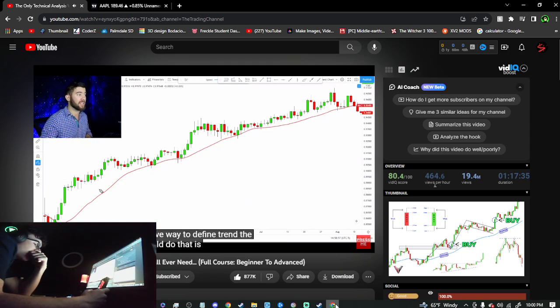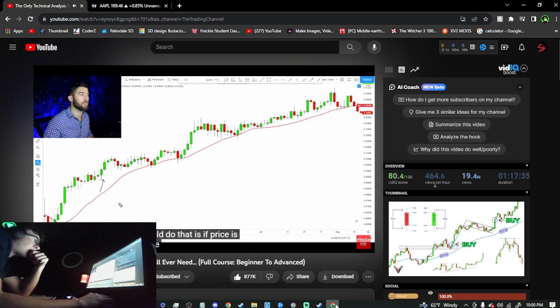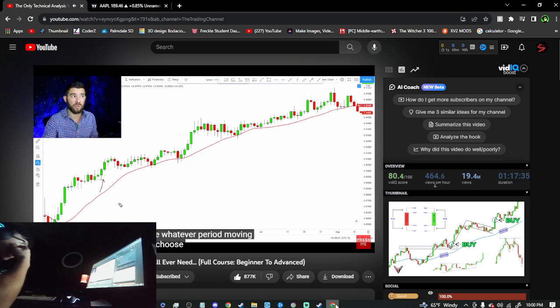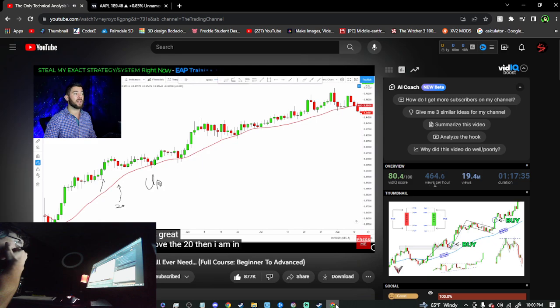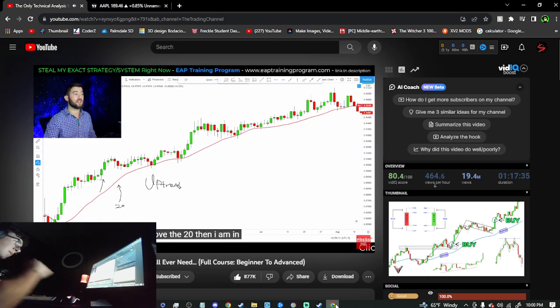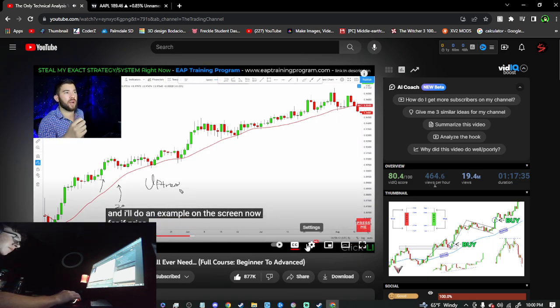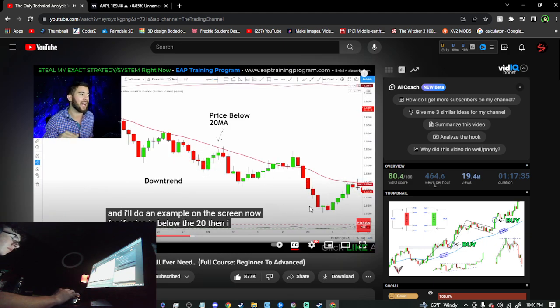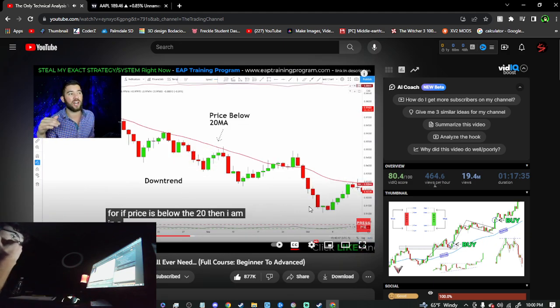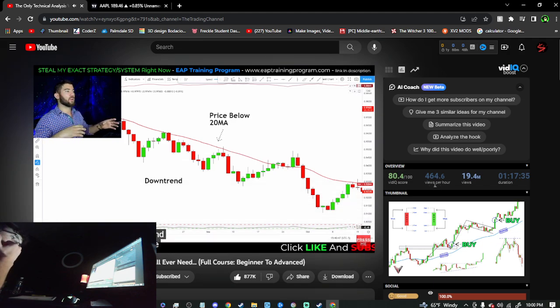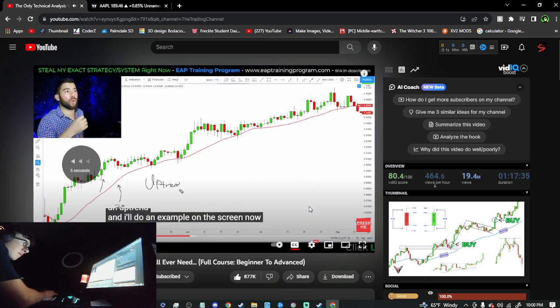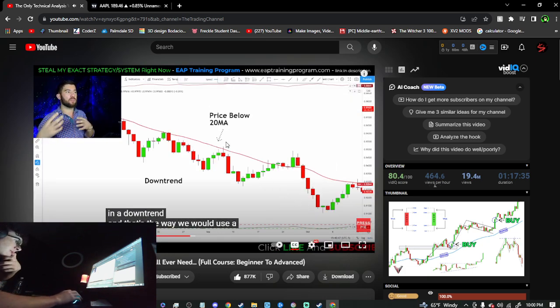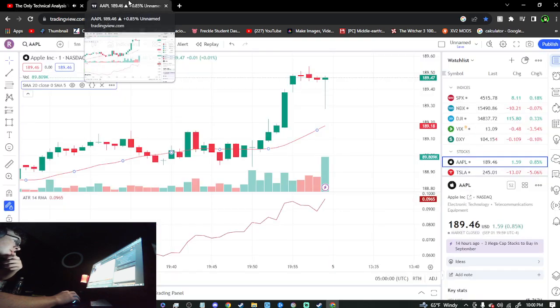The way you would do that is if price is trading above whatever period moving average you choose. For short-term trends, the 20 works great. If price is above the 20, then I am in an uptrend. And I'll do an example on the screen now. If price is below the 20, then I am in a downtrend. And that's the way we would use a single moving average to help us define trend.